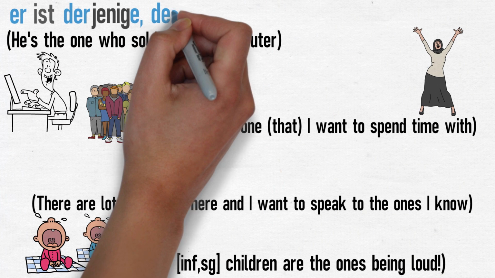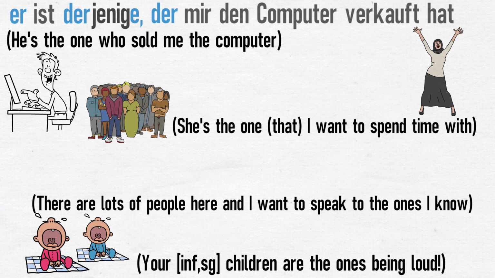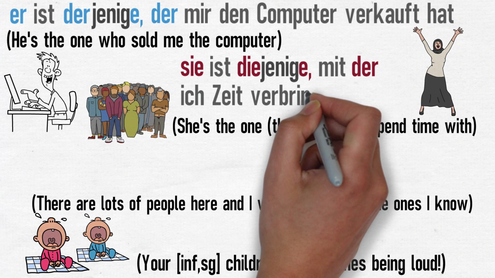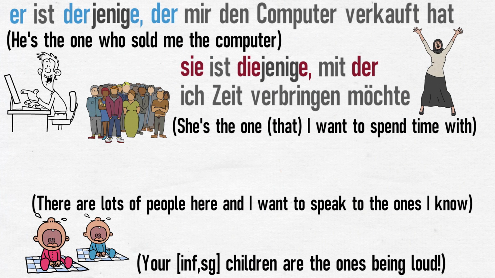Er ist derjenige, der mir den Computer verkauft hat. We use the nominative with the verb sein, as we treat it like an equals sign, and the subject is er, which is a masculine pronoun. We therefore need the masculine nominative version of derjenige, which is just derjenige. Sie ist diejenige, mit der ich Zeit verbringen möchte. Again, we use nominative with sein, but the subject here is sie, a feminine pronoun. We therefore use the nominative feminine version of derjenige, which is diejenige.